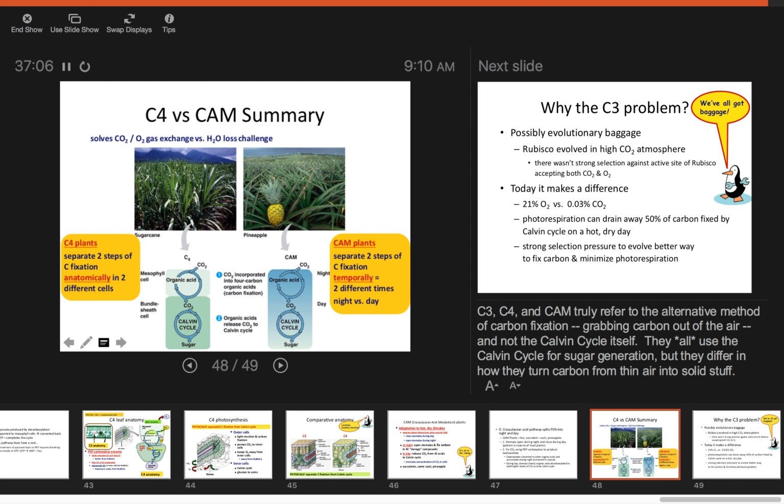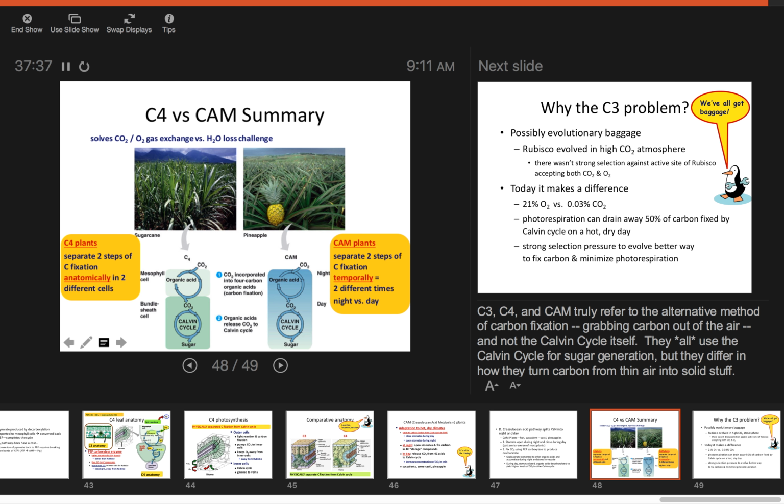I'll eventually get it. Okay, so to compare C4 and CAM plants, remember C4, different compartments or different places inside the leaf, and CAM, same place but different times of the day. So here we're fixing CO2 in a different place, and then it gets shipped over to the Calvin cycle. In CAM, it's in one place, but they darkened it to show nighttime for carbon fixation and then light to do the Calvin cycle.